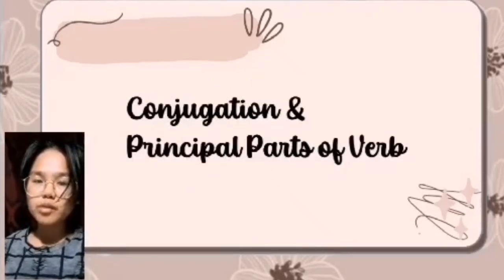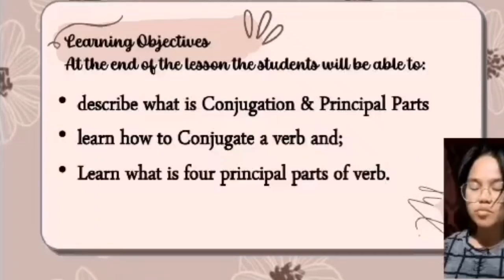So my topic is all about the conjugation and principal parts of verb. So first, let me read the learning outcomes. At the end of the lesson, the students will be able to, first, describe what conjugation and principal parts are. Second, learn how to conjugate a verb. And third, learn what the principal parts of a verb are.